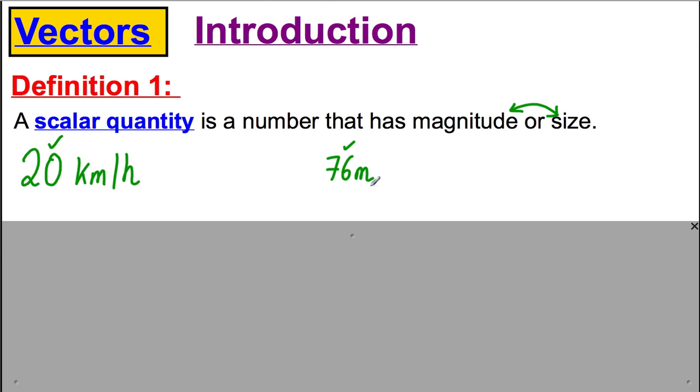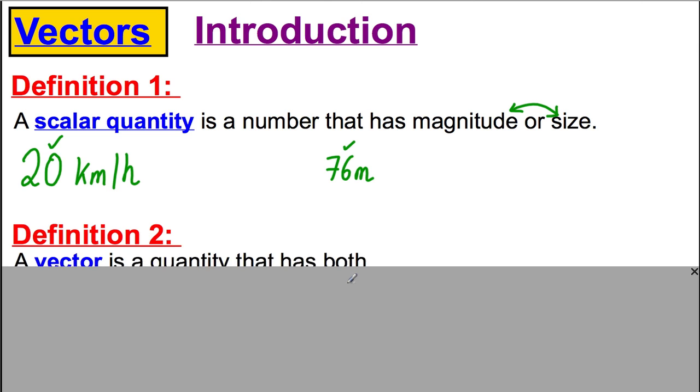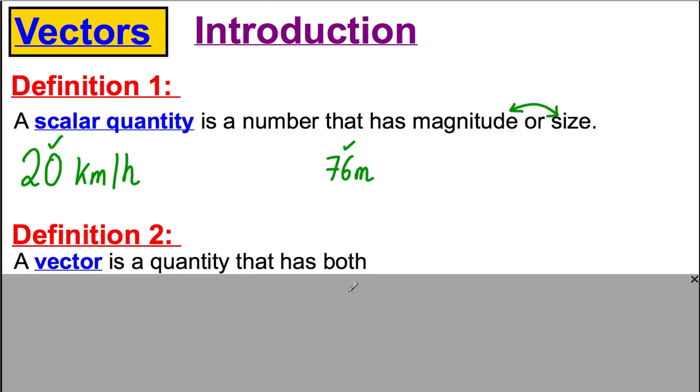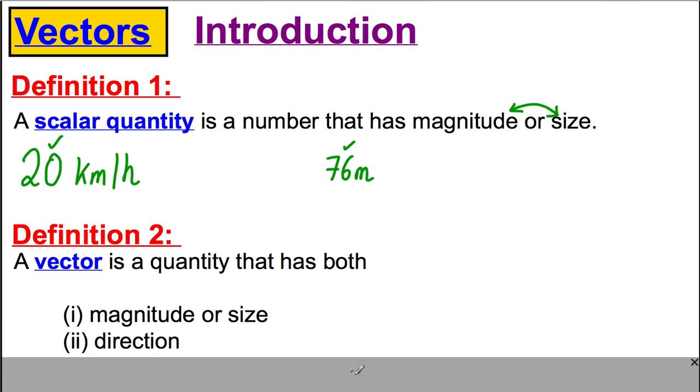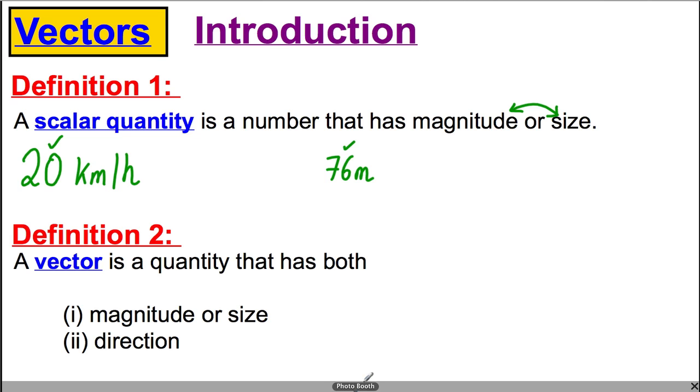Now a vector is taking a scalar one step further. Here's the second definition. A vector is a quantity that has both magnitude or size, so we're going to have a number describing how much of something we have, but also that number has a direction associated with it. Okay, so that's very important.